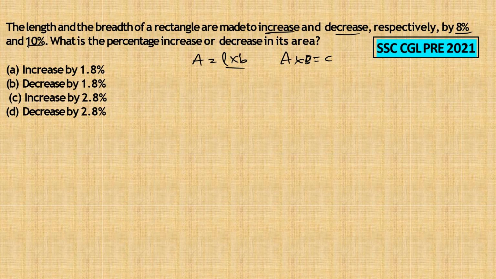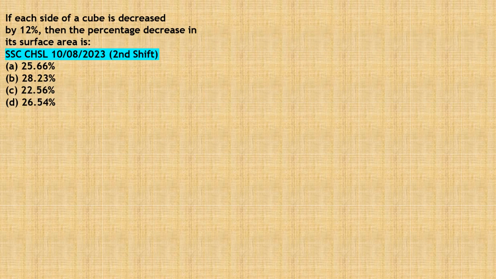You need to find the effective change, that is, an increase of 8% in its length and a decrease of 10% in its breadth, that is minus 10%. If you multiply it here, that is 8 into 10, that is minus 80 divided by 100. You will get minus 0.8, which gives minus 2.8% decrease in its area. Option number D. Understood?